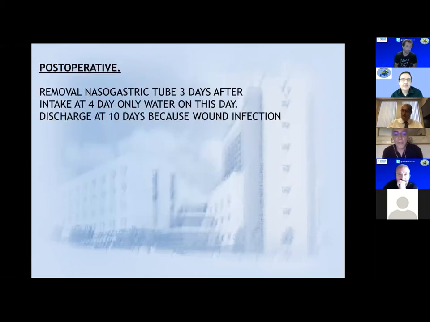This is the post-operative course. We removed the nasogastric tube 3 days after the surgery. We started the intake on the 4th day, only with water, and we increased the diet day by day, and we only had a problem with a wound infection, and this was the cause to discharge on the 10th day.